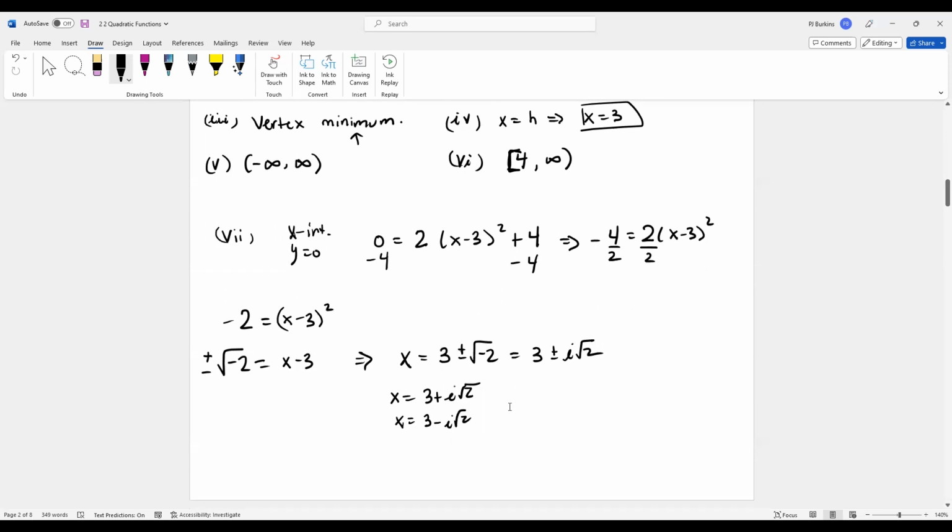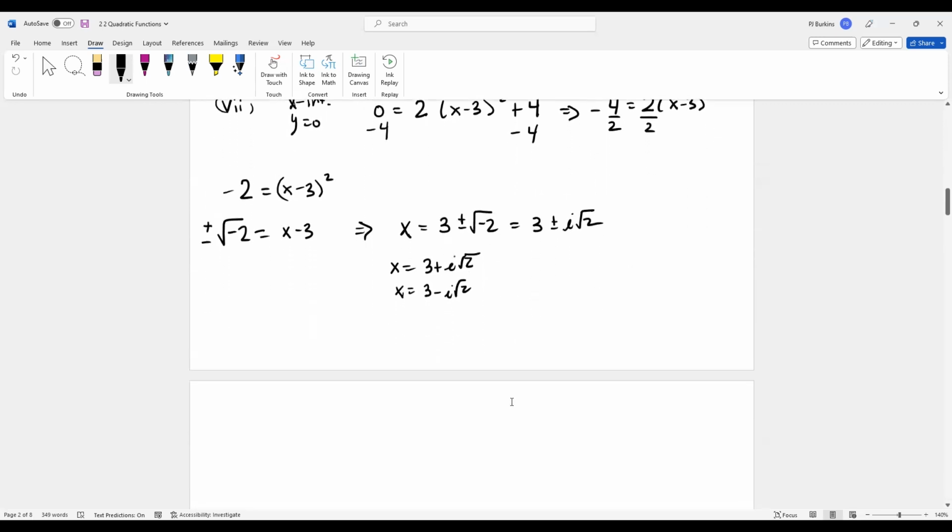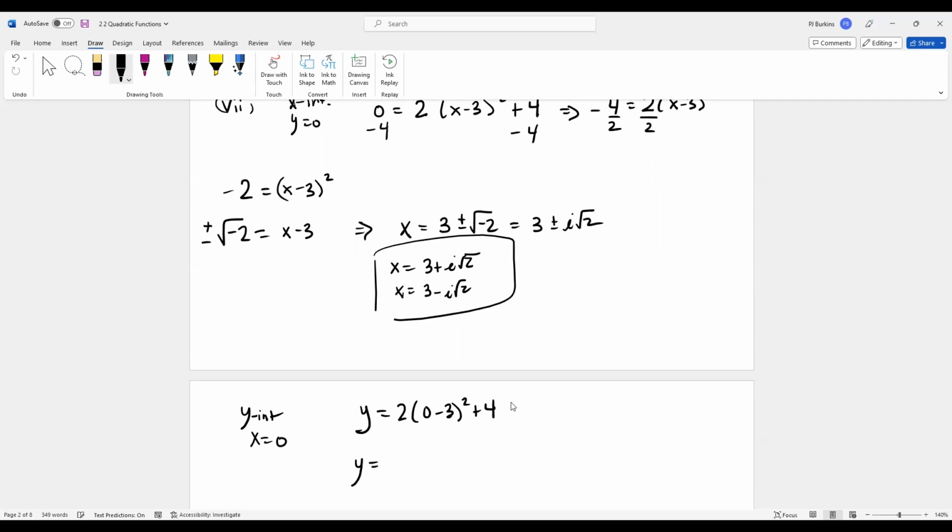We still need to find the y-intercept. So to find the y-intercept, we need to let x equal 0. So now we have y equals 2 times (0 minus 3) squared plus 4. Negative 3 squared is 9. 2 times 9 is 18. 18 and 4 is 22. So the point is (0, 22).